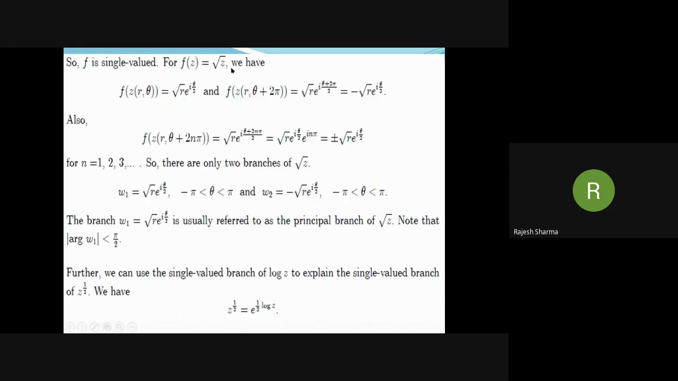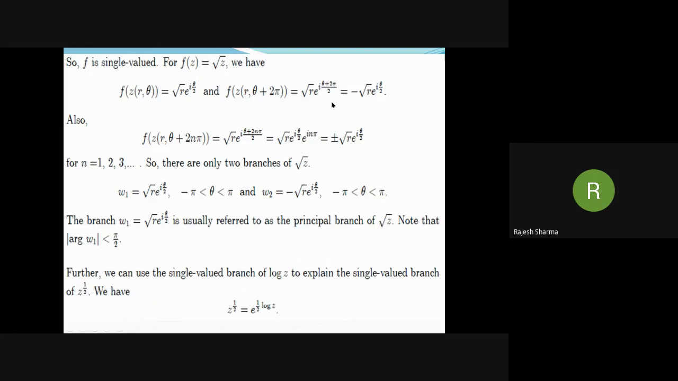Now consider this function root z. When we write z = r e^{iθ}, then this comes out to be f(z; r, θ) equal to √r e^{iθ/2}. And on replacing θ by θ + 2π, we have f(z; r, θ + 2π). This equals √r e^{i(θ + 2π)/2}. And this equals minus √r e^{iθ/2}. Why? Because here we have this term e^{iπ}, which is minus 1.